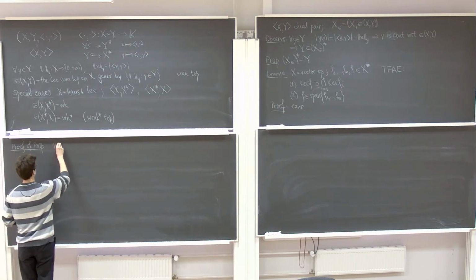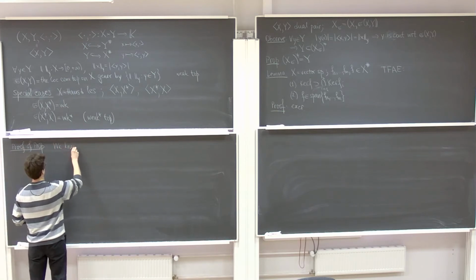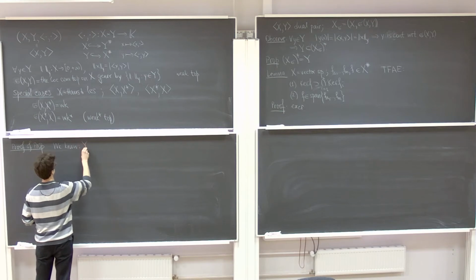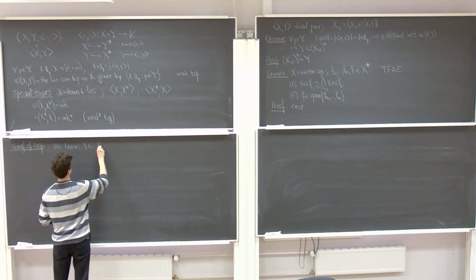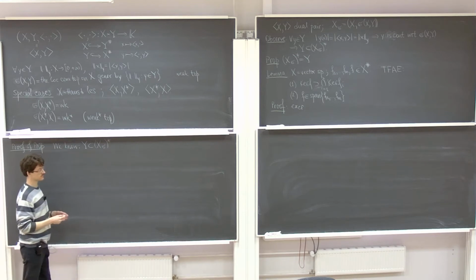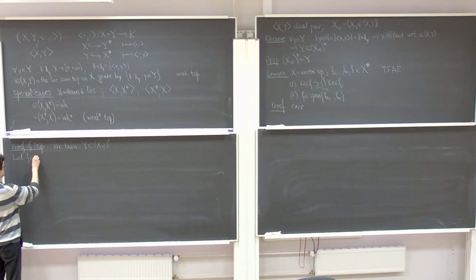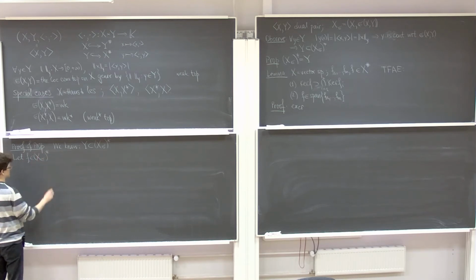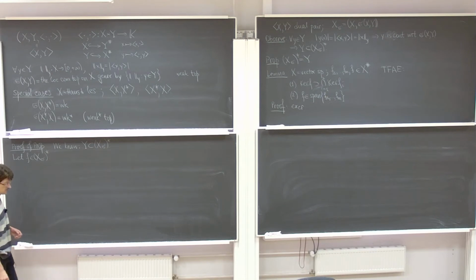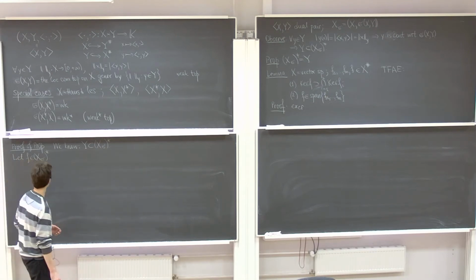So we already know that Y is contained in the dual of X sigma. So we have to prove the opposite inclusion. So we take a functional f, a continuous functional on X sigma, and we apply our general criterion of continuity for linear functionals.